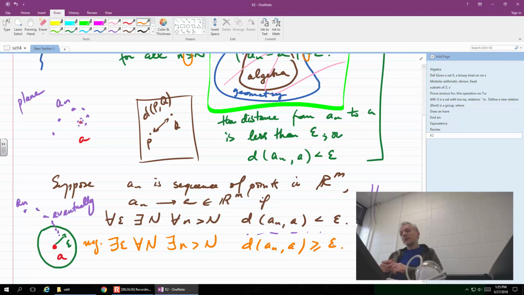So there is such a disk around a that no matter how far we go with our sequence, it will not end up in the disk. It might visit it on and off, but it will not stay. The whole tail will not necessarily stay within that disk.